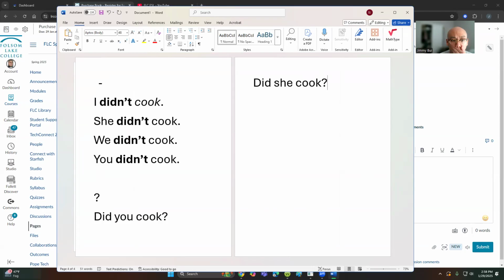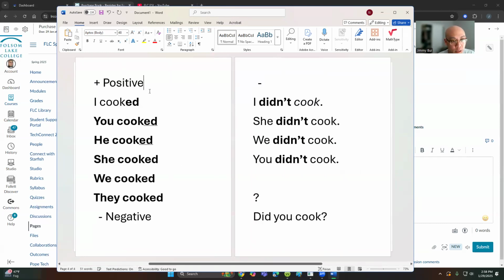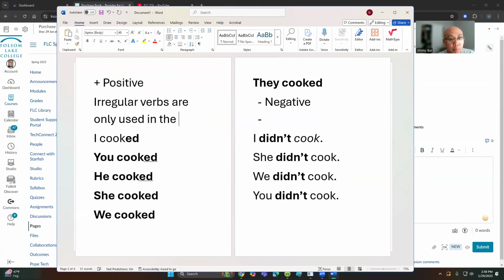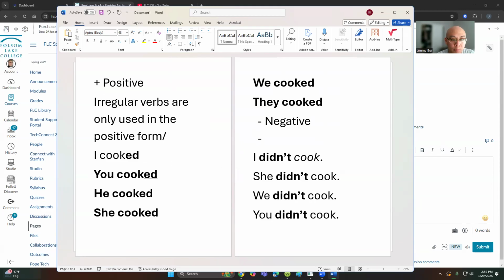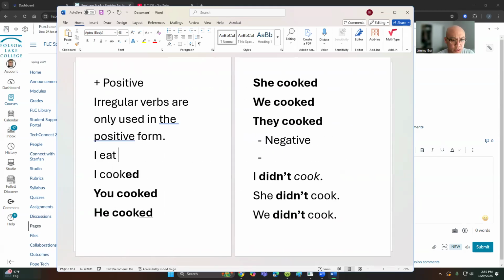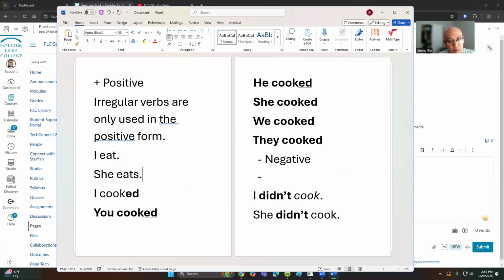Okay, so where the past tense gets a little tricky is there are sometimes irregular verbs. Irregular verbs are only used in the positive or affirmative form. Okay, so what this means is when we have a verb like I eat, that's going to be simple present, right? She eats. Okay, now to make this past tense, most verbs we add ed. In this case, eated is not a word.